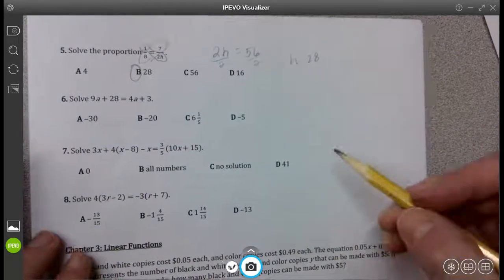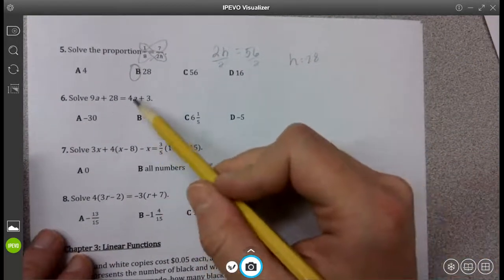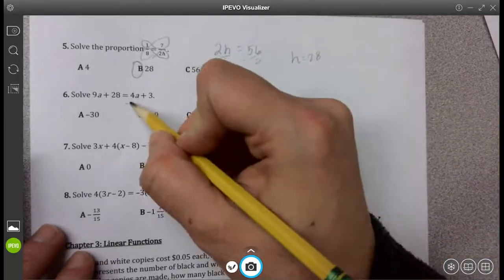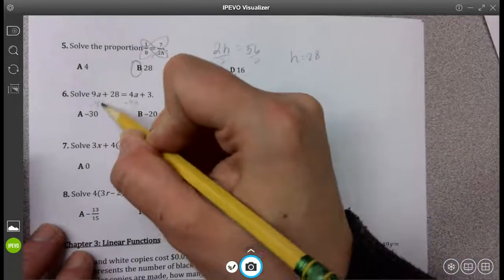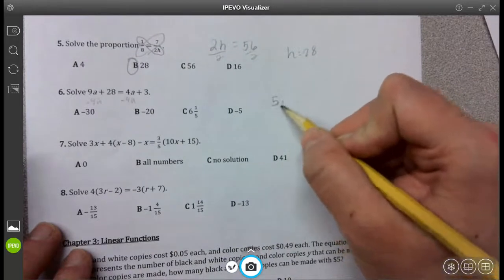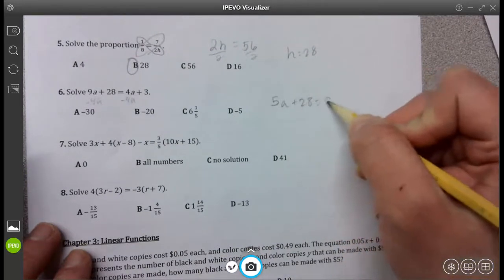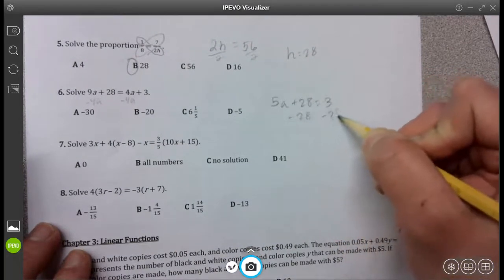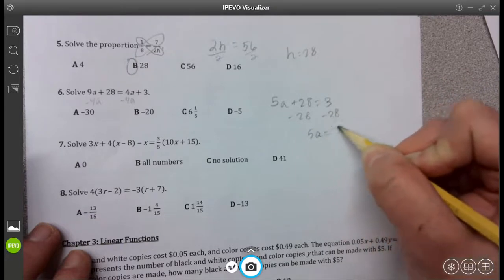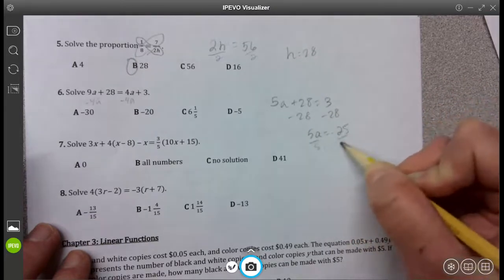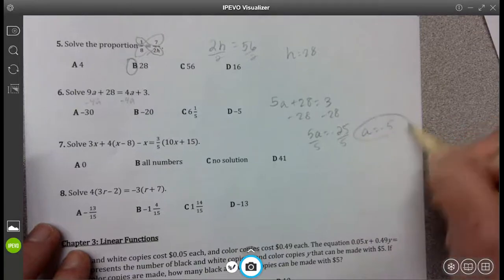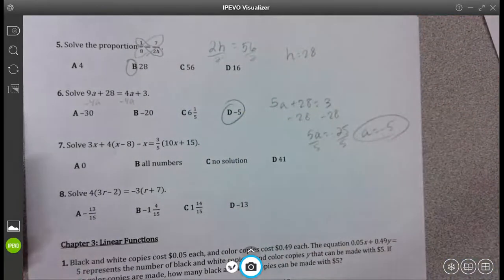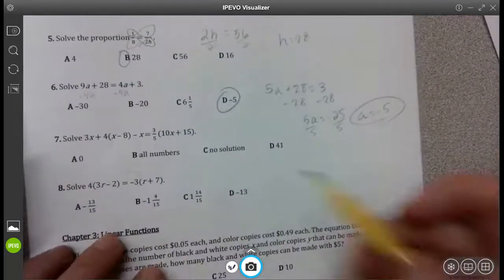All right, number 6. Get a's to one side and numbers to the other. So I'm going to subtract 4a from both sides. I like to get all the letters to the left, then all the numbers to the right. Then divide both sides, and a equals negative 5. Okay. All right, number 7.